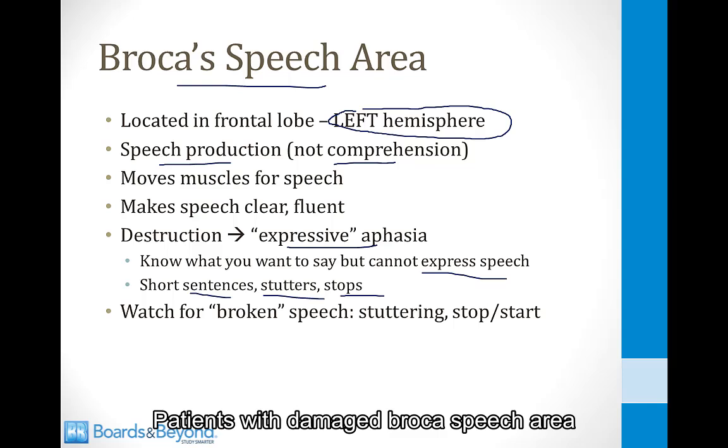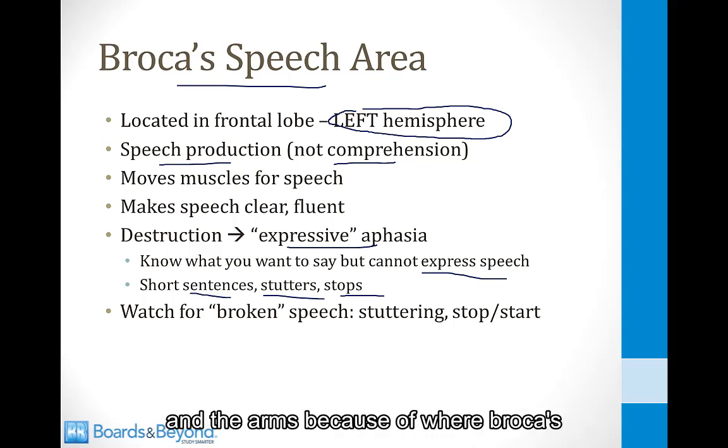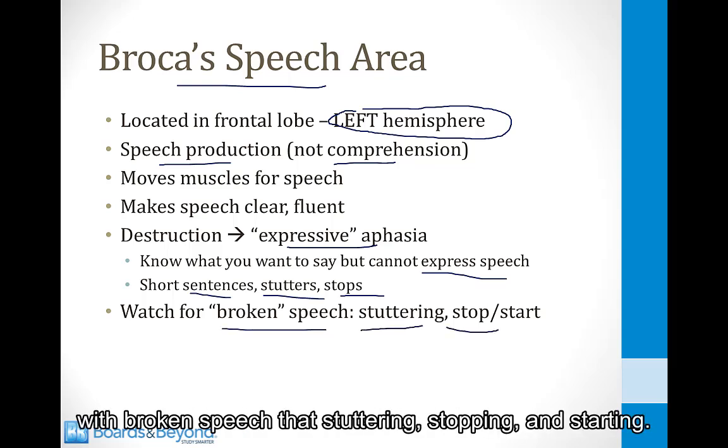Patients with damage to Broca's speech area also often have damage to the muscles of the face and the arms because of where Broca's is located near the motor cortex. So what you're going to want to watch for to identify a Broca's aphasia is a patient with broken speech that's stuttering, stopping, and starting.